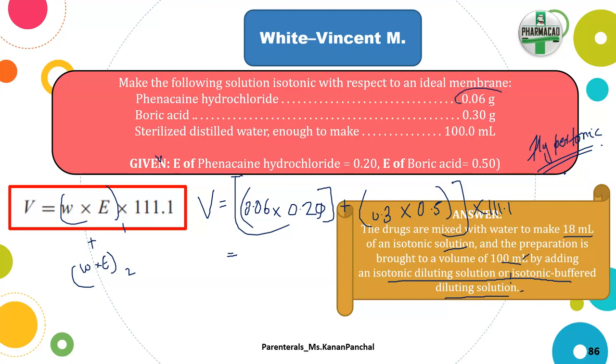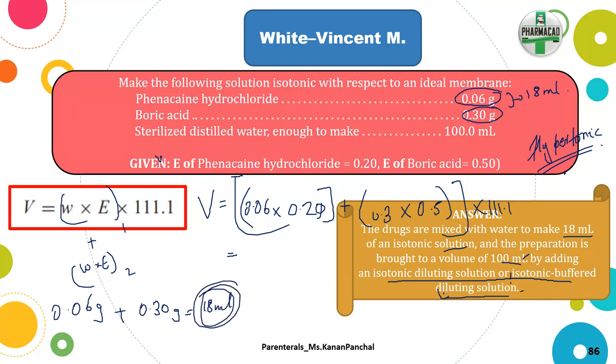So, hum itna gram drug lenge, okay? Itni quantities lenge, and first we'll make it to 18 ml with water. Okay? इतना करके जो हमें आंसर आया, 18 ml, that is the volume of water. So how are we going to prepare this: 0.06 ग्राम ऑफ योर ड्रग and 0.30 ग्राम ऑफ योर बोरिक एसिड लेंगे. उसको 18 ml वॉटर में डिजोल्व करेंगे and then when we dilute, we will dilute it with a plain diluting solution.